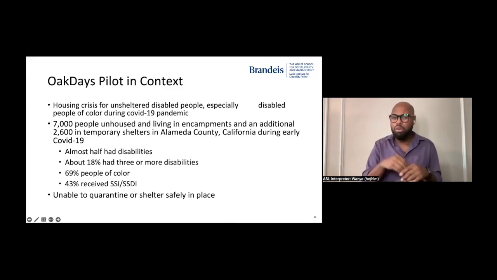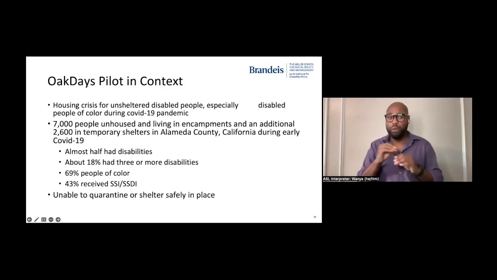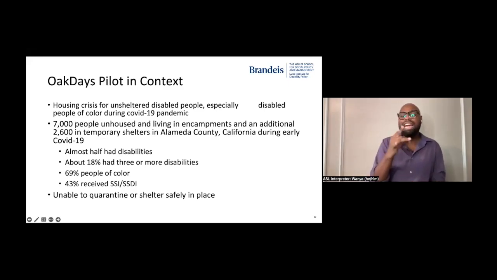Public health officials were obviously aware of these numbers before the pandemic, but they're really no less shocking. I think it's important for those of us on the webinar today to recognize that about half of the people living in overnight congregate shelters and who were unhoused had disabilities of some kind, and about 18% had 3 or more disabilities. Almost 70% were people of color, which is the direct outgrowth of structural racism, and 43% received either SSI or SSDI. None of these folks were able to shelter in place safely.